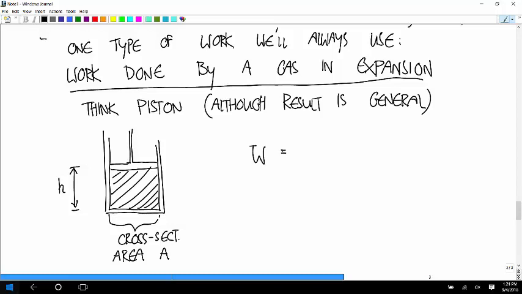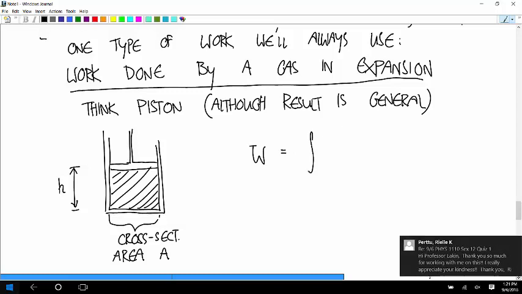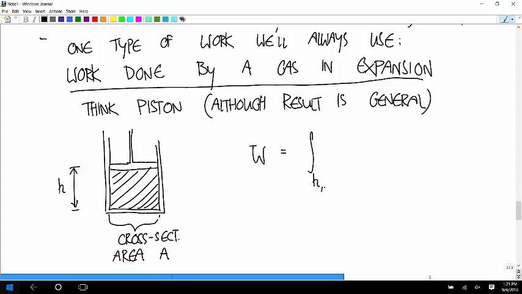Then the work is equal to an integral from the height at the first instant to the height at the second instant of the force multiplied by the distance that it travels. If it's positive, it's in the same direction. So what's the force that gas applies to the piston? It's the pressure times that cross-sectional area. And the distance that the piston travels in an infinitesimal increment is dH, and then we're going to integrate over the whole thing.